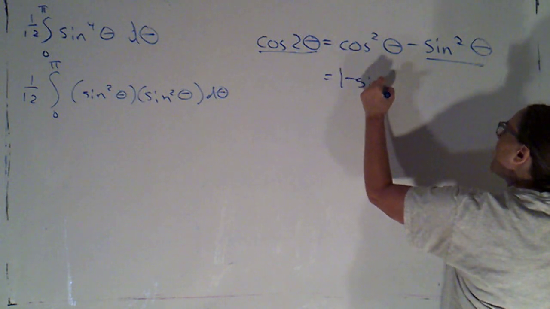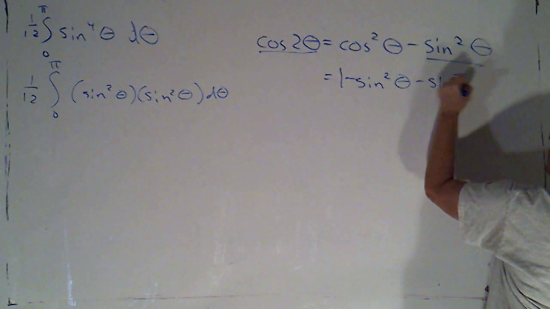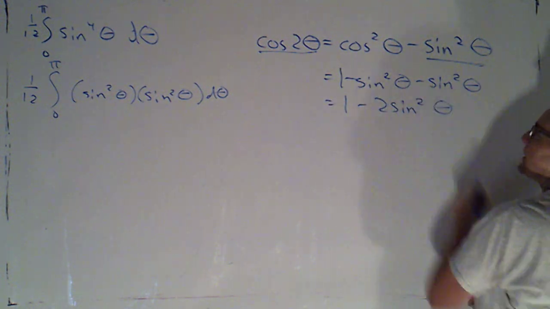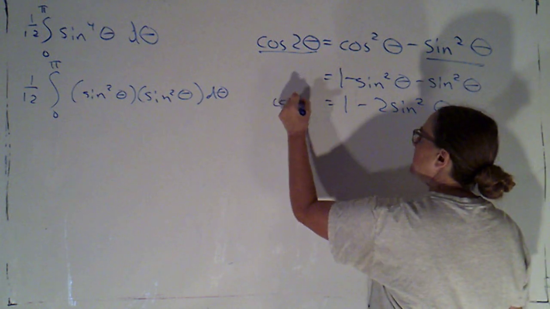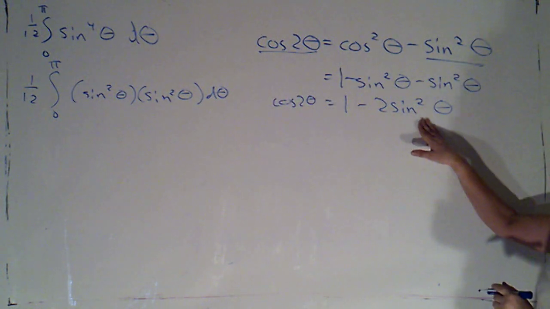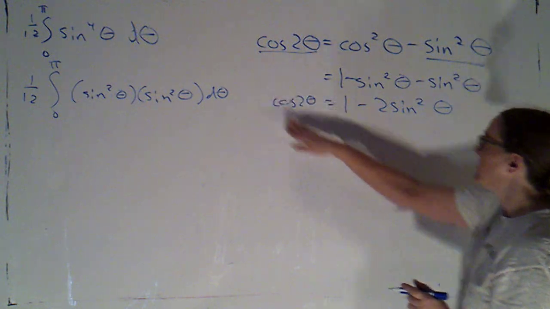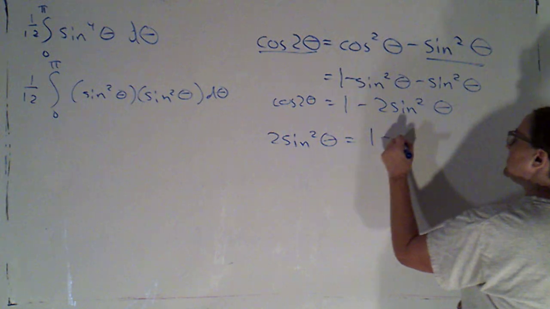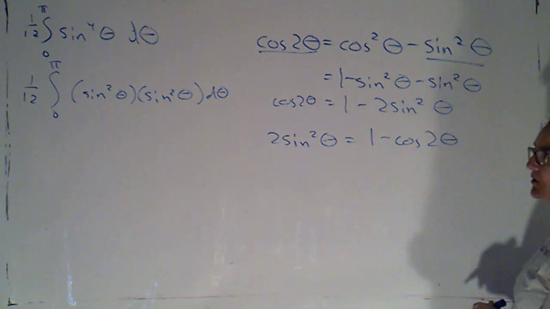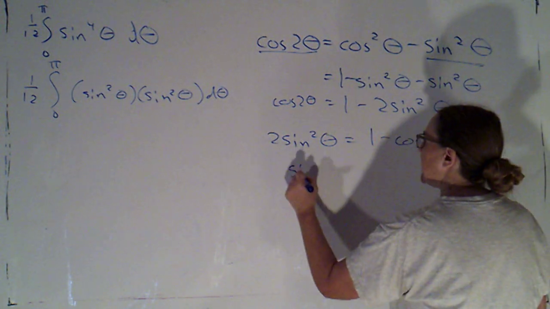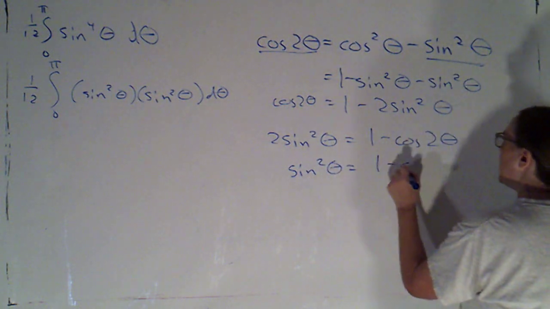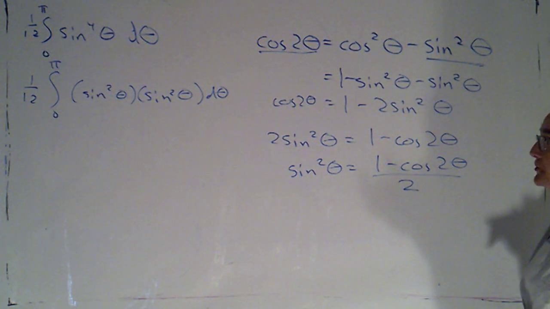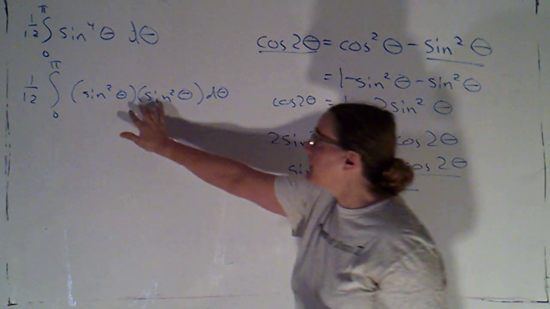Cosine squared is just 1 minus sine squared theta. And then I'm still subtracting this. So this is 1 minus 2 sine squared theta. That was still equal to cosine 2 theta. So I'm going to solve for sine squared. So I'm going to add this over, subtract this over. So 2 sine squared theta is 1 minus cosine of 2 theta. Sine squared of theta is 1 minus cosine of 2 theta over 2. So I can plug that in here.